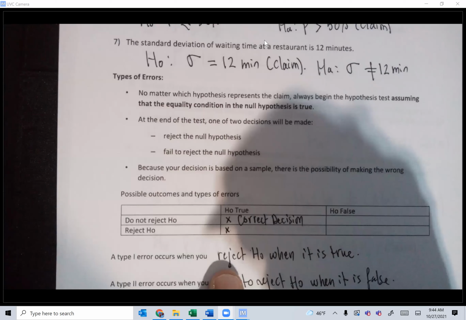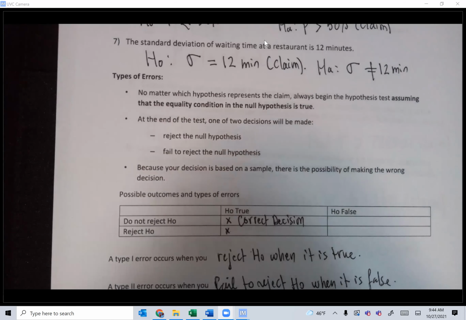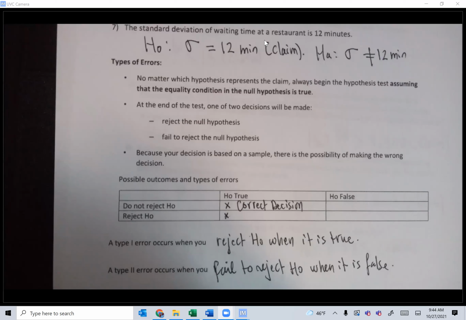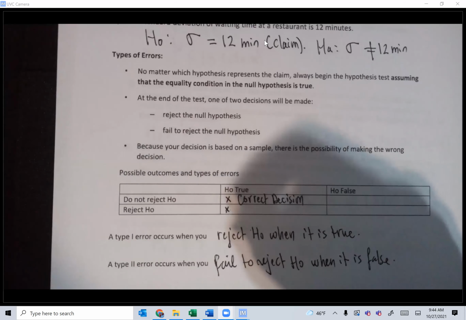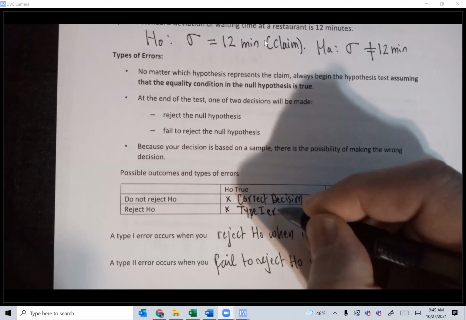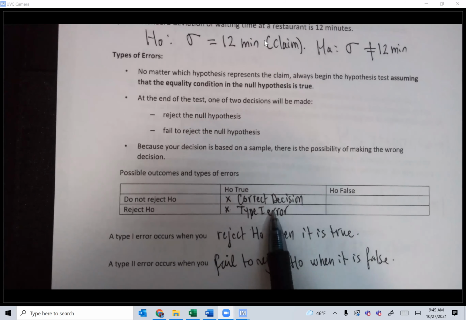We know H0 is true, but we end up rejecting it. You guys agree with me that this is not a correct decision, but which type of error? Is it type 1 or type 2? Read the definitions. That's type 1. That's a type 1 error. Statisticians try their very best to eliminate the chance of making a type 1 error.